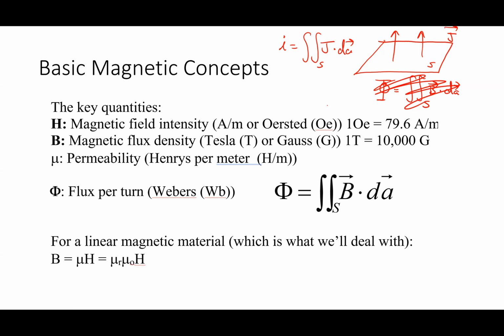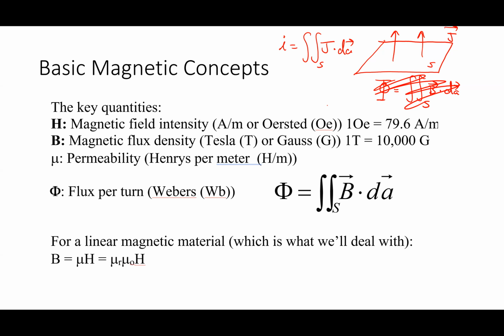B equals mu H. Why did I say it's linear? Well, because it's basically a mu times an H equals a B. Now, in reality, when I say it's nonlinear, what that means is that as H gets bigger, mu actually changes. And in fact, at some point, H gets to be so big that mu basically becomes like the material is air.